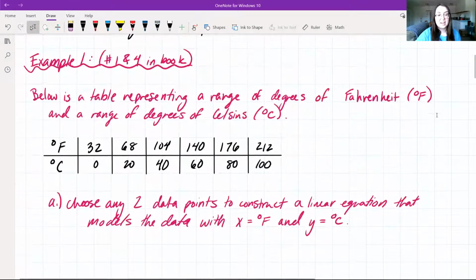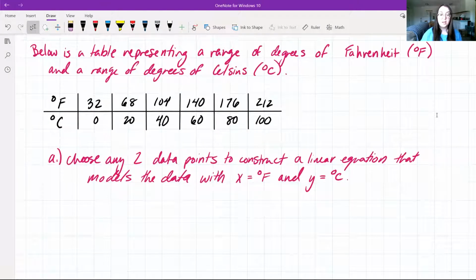We're going to dive into what that really means with our first example. This is going to be number 1 and 4 in your book, and when I say number 1 and 4, I mean in the back section with all of the questions. I combined them to create our first example. Below we have a table representing the range of degrees Fahrenheit and the range of degrees Celsius, with Fahrenheit on the top and Celsius on the bottom. For part A, we want to choose any two data points to construct a linear equation that models the data, with x equals Fahrenheit and y equals Celsius.